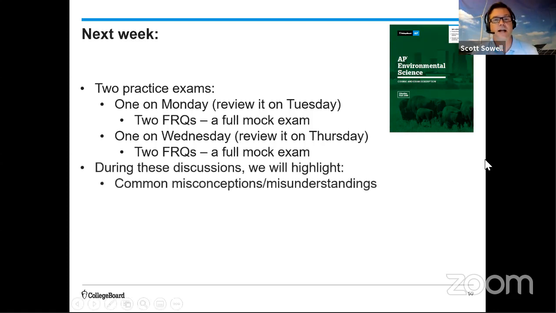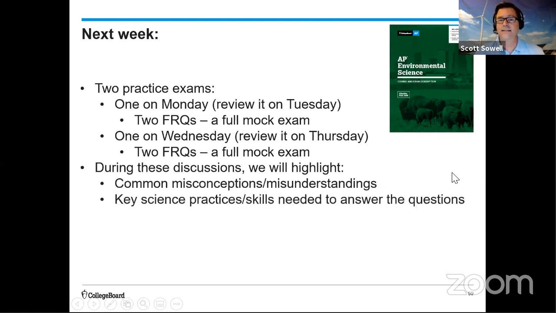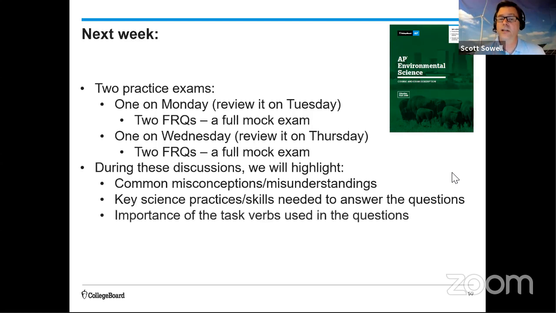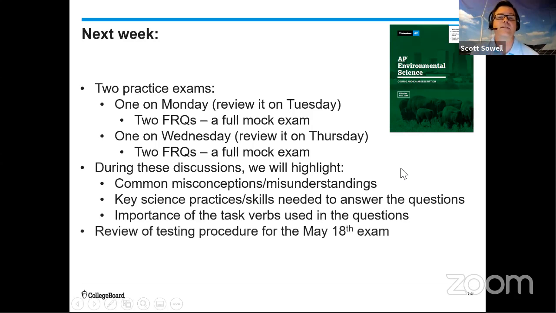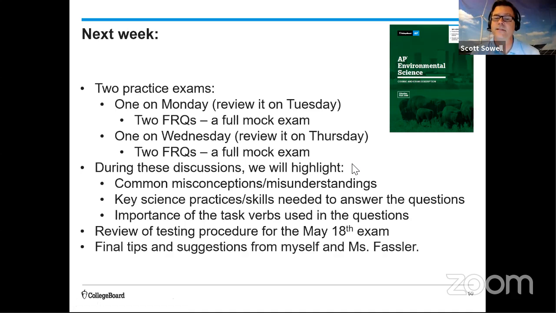During those discussions, we'll highlight big misconceptions and misunderstandings that have happened in the past. What are the key practices and skills you need to answer those questions? We'll look at those task verbs that we've been looking at all through the course of the review. And then we'll review the testing procedures, about your exam ID, your exam ticket, your e-ticket, what time to show up for the exam, how do you prepare for it? We'll go over those things as well. And then we'll give some final tips and suggestions from myself and Ms. Fassler. We're both going to generate some best practice tips for doing both types of the FRQ, the experimental design FRQ and the propose a solution to an environmental problem.